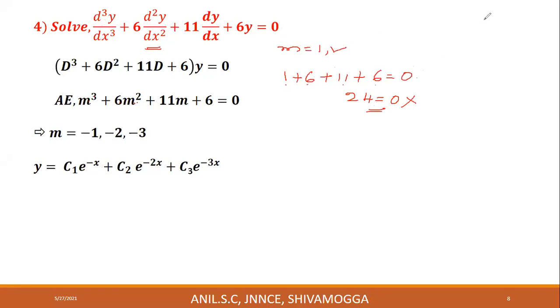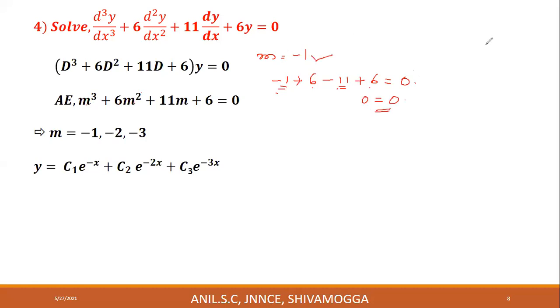Now we verify m is equal to minus 1. Put m is equal to minus 1. When m is equal to minus 1, whole cube is minus 1, plus minus 1 whole square is 1, 1 into 6 is 6. Minus 1 into 11 is minus 11, plus 6. This is equal to 0. Minus 1 minus 11 is minus 12. Minus 12 plus 12 is 0. We get 0 is equal to 0. Therefore, m is equal to minus 1 is a root. This is by inspection. m is equal to minus 1, this is a root.